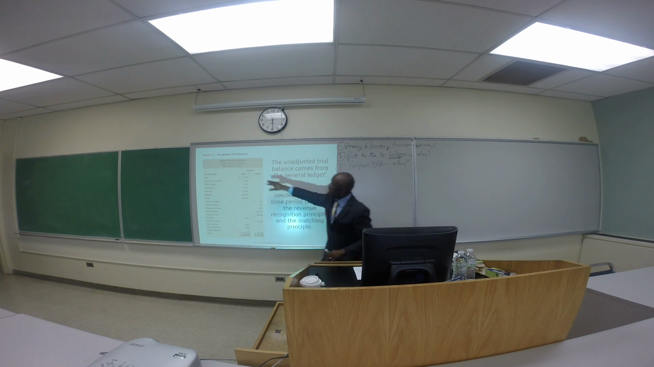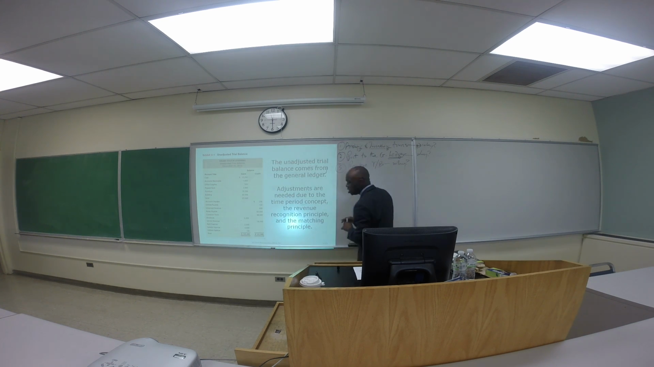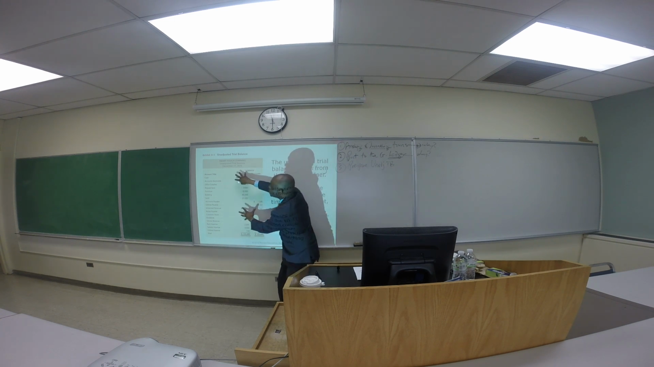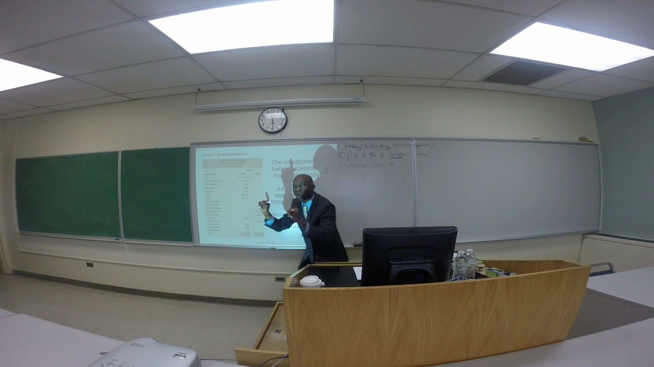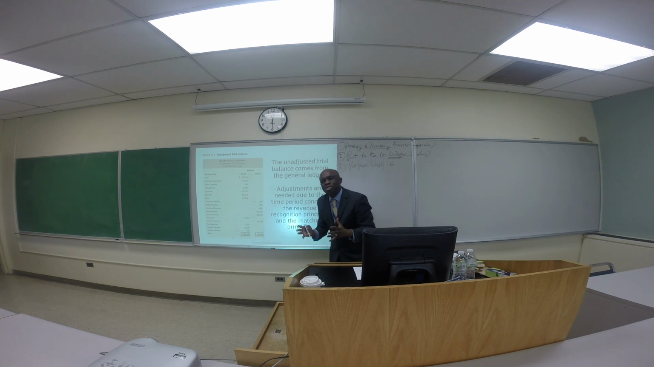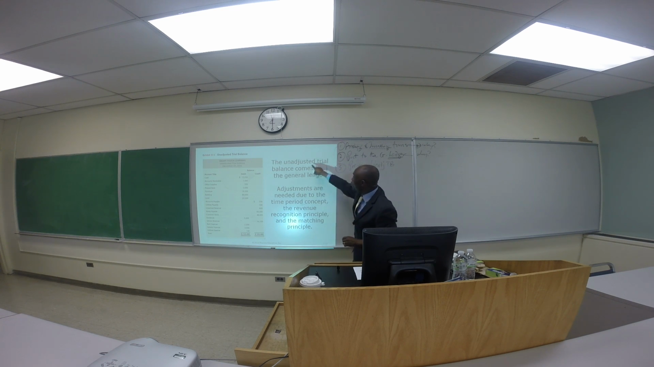So here you have it, and we call this unadjusted trial balance. Why do we call it unadjusted trial balance? Because this trial balance is not adjusted yet. Remember what we mean by adjustment? Meaning we are updating certain accounts that need to be updated, not every account. All right? So the unadjusted trial balance comes from the general ledger as we indicated.